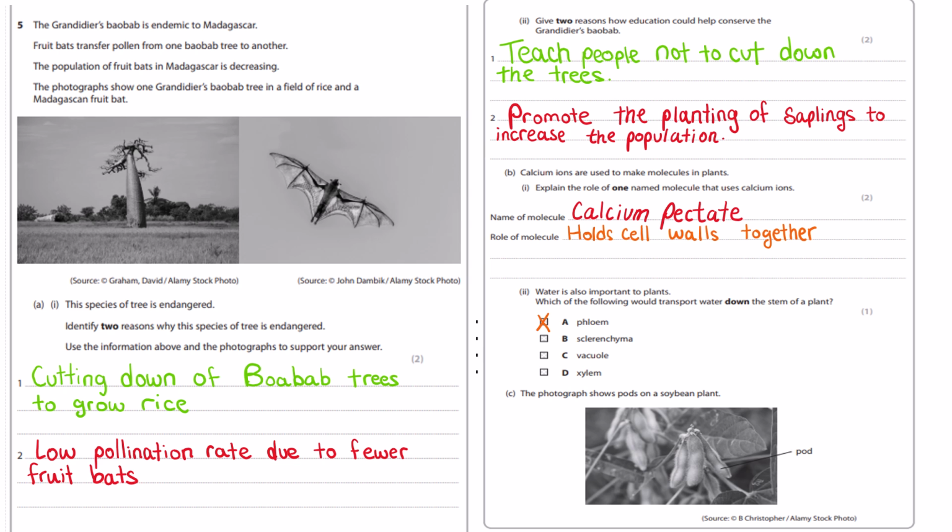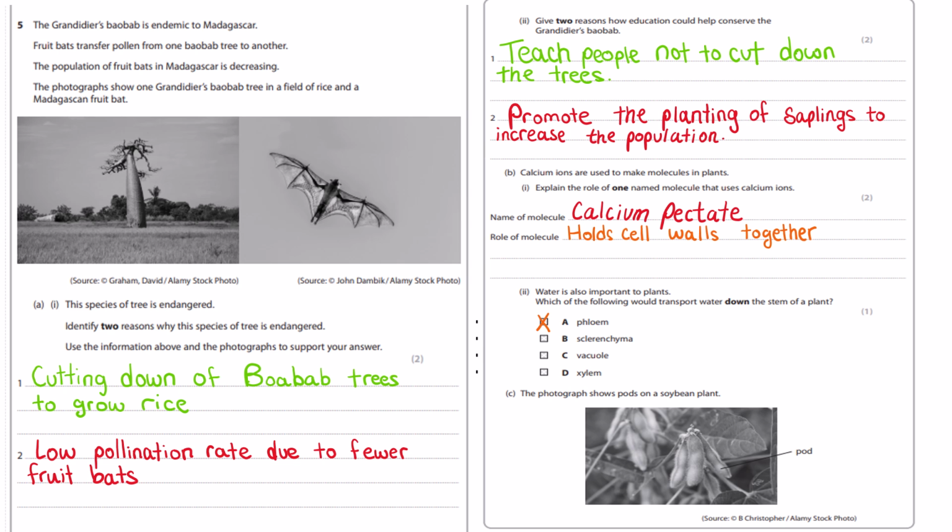The species of tree is endangered. Identify 2 reasons why the species of tree is endangered. Use information above and the photograph to support your answer. Okay, so we have a bat and it's called a fruit bat, so therefore it eats fruit. Fruit trees produce flowers, therefore maybe this bat when it goes and eats the flowers, it pollinates something. This is what the images are trying to hint at you.